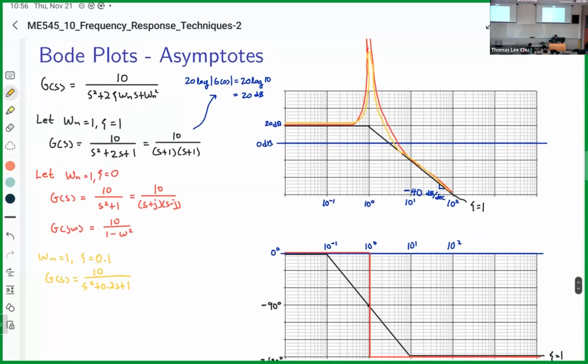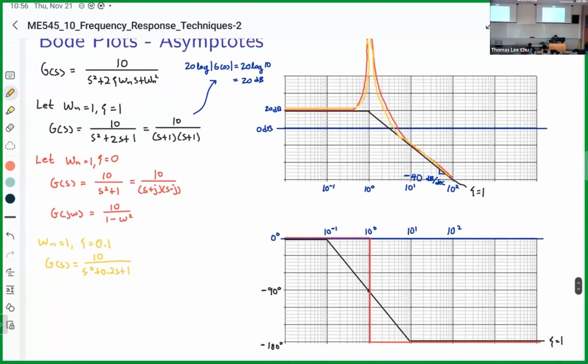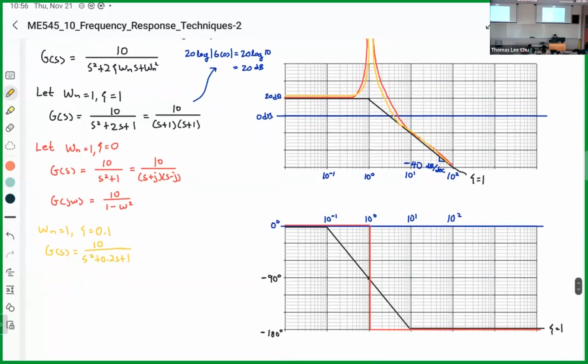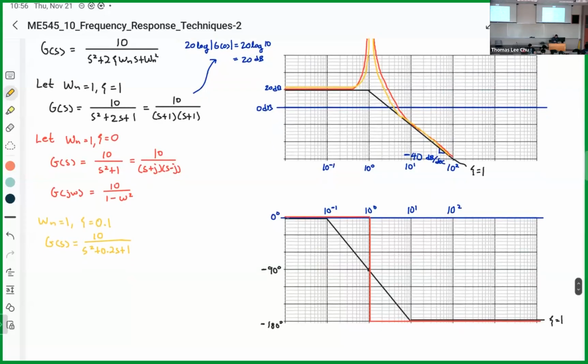And for the phase, we're going to see that this very underdamped system has a phase that's bounded between the red and black lines, black meaning it's critically damped, and red meaning it's undamped. But because the damping ratio is so small, it's going to be closer to the undamped line. So we can probably estimate that it's going to look maybe something like this.